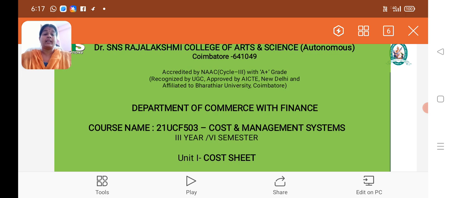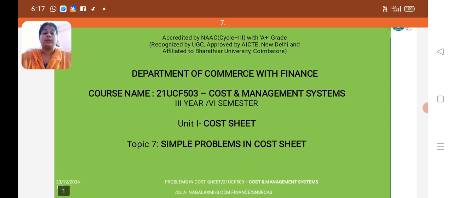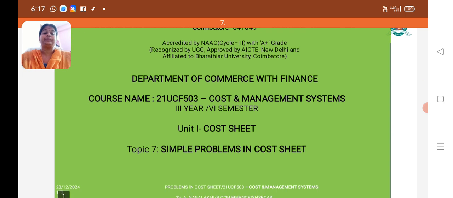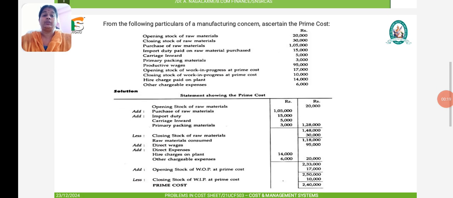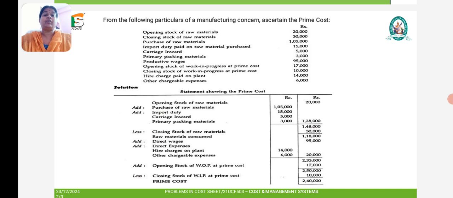I am here to explain a simple problem in cost sheet. So there is a problem and there is a solution for it. From the following particulars of a manufacturing concern, ascertain the prime cost. So prime cost is to be ascertained with the available information.